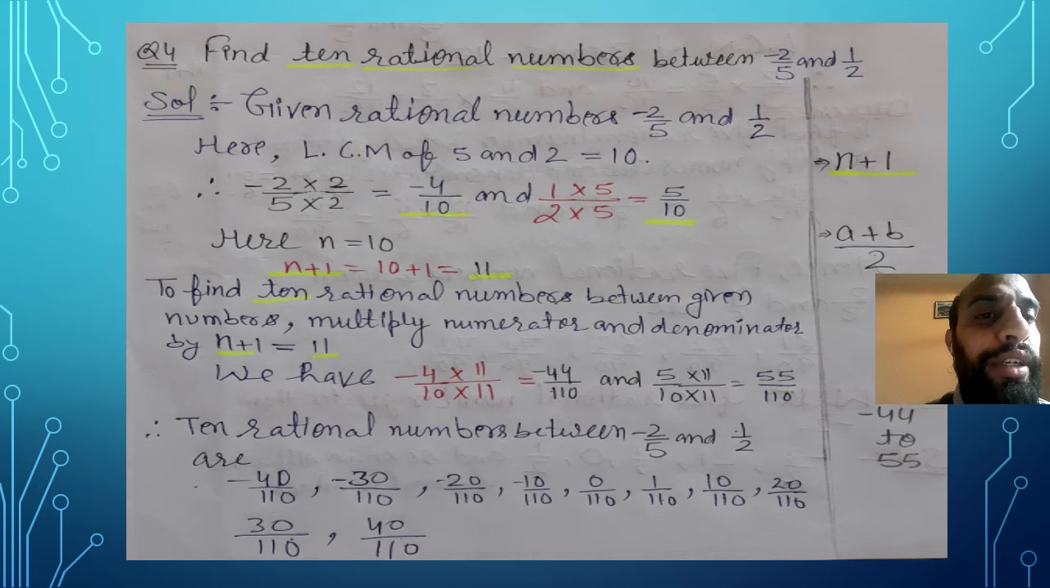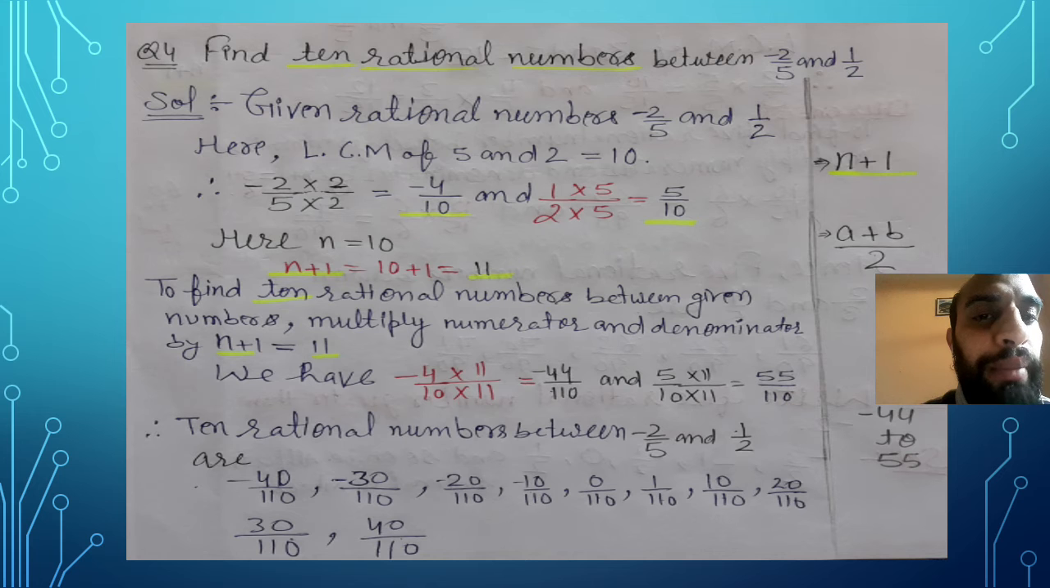Now you can see I underlined both numbers. Both have the same denominator. After finding the same denominator, your work starts from here. Then you need to see how many numbers we need to calculate. That is the value of n. Here n is 10. In the question it is clearly written 10 rational numbers. So the next step, do n plus 1, that means 10 plus 1 is 11.